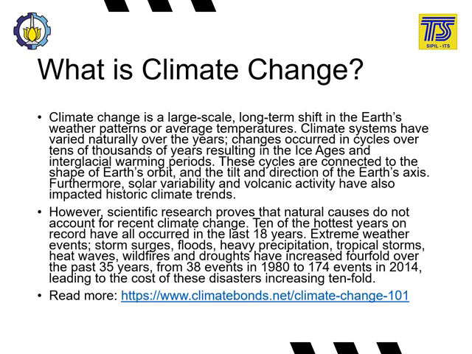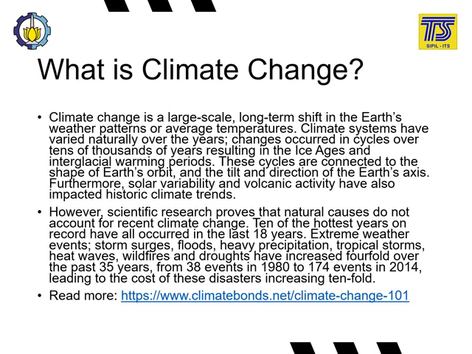Change occurs in cycles over tens of thousands of years, resulting in the Ice Age and interglacial warming periods. These cycles are connected to the shape of the Earth's orbit and the tilt and direction of the Earth's axis. Furthermore, solar variability and volcanic activity have also impacted historic climate trends. However, scientific research proves that natural causes do not account for recent climate change.